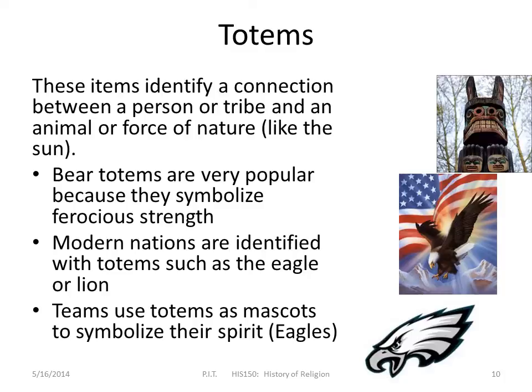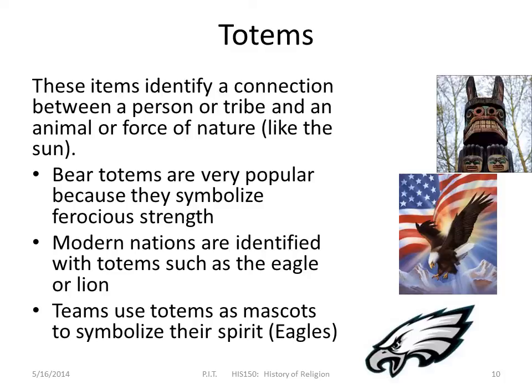Modern nations are identified with totems such as an eagle or a lion. And of course, in the United States, we have the eagle. Humorously, Ben Franklin had wanted the turkey to be the American symbol because he felt that that was a much better animal to represent the United States. And aside from the humor in all of that, cooler heads prevailed and the eagle became our national symbol.